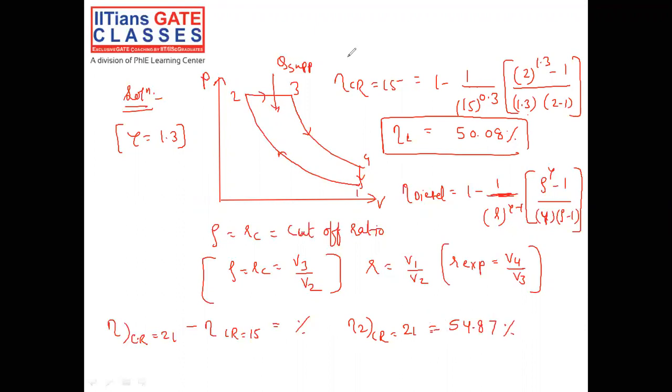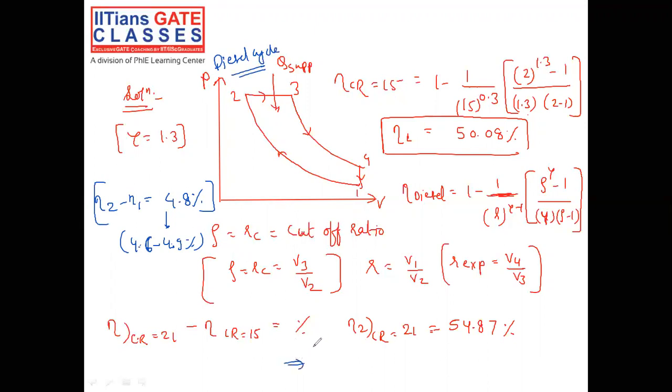Now if you calculate the difference between efficiency 2 and efficiency 1, you are going to get 4.8 percent. And the range of this question is given as 4.6 to 4.9. That means our answer is absolutely correct because it is lying in the range, 4.6 to 4.9. That is regarding question number 6, the diesel cycle.